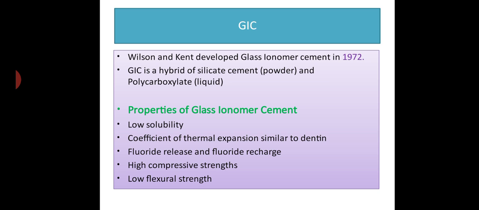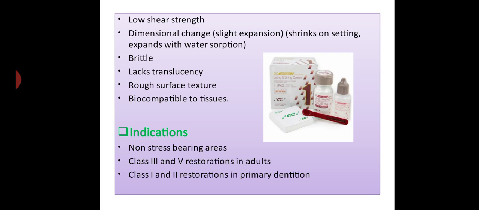Wilson and Kent developed the glass ionomer cement in 1972. GIC is a hybrid of silicate cement, that is the powder part, and polycarboxylate, which is the liquid part. Properties of GIC: low solubility, coefficient of thermal expansion similar to dentine, fluoride release and fluoride recharge, high compressive strength, low flexural strength, low shear strength, dimensional change with slight expansion and shrinkage on setting, expands with water, brittle, lacks translucency, rough surface texture, biocompatible to tissues.